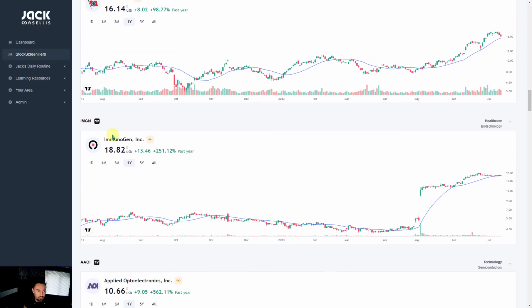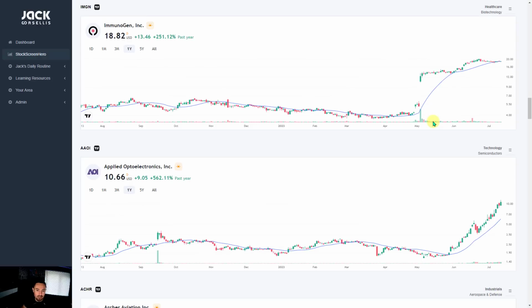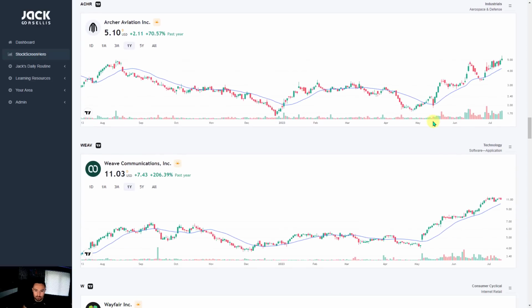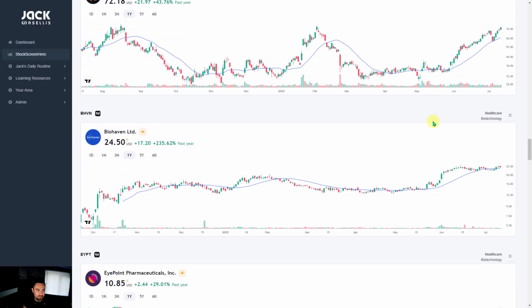Let me go and find another one. IMGN. Look how tight this is getting around its 21. Like, this looks interesting, doesn't it? It bounced last time off of it as well. So what I could do is go put that one in a preset watch list, or you can go and create your own watch list, put it in there, export it into MarketSmith, TradingView, TC2000, whatever you want to do. But it's a very, very quick way of looking for potentially some very strong stocks.